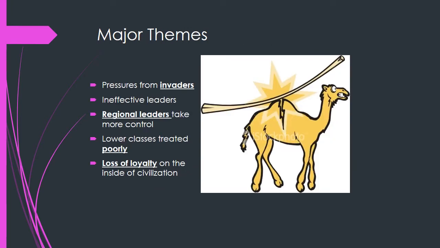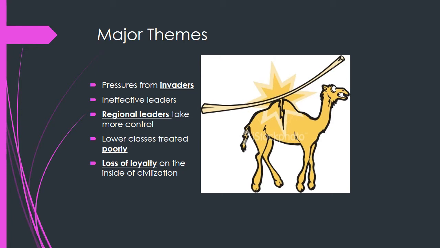So the major themes of all of our classical civilizations falling. They fell because of pressures from invaders. So the Huns, Attila the Hun, Visigoths, random nomadic tribes. This happened to China, India, and the Roman Empire. Additionally, they all had ineffective leaders, and as a result, regional leaders were taking more power, undermining the ineffective leaders.